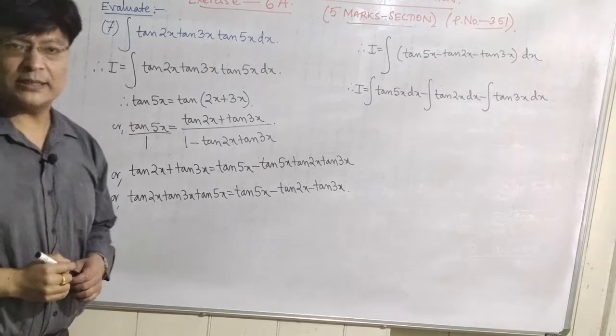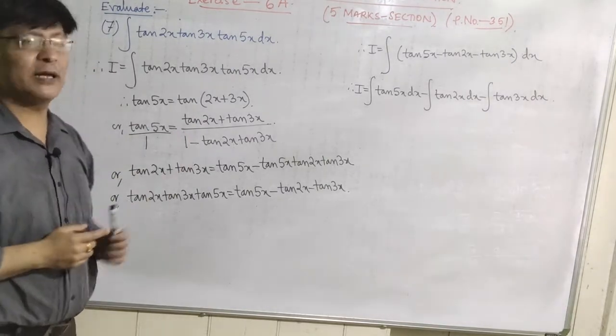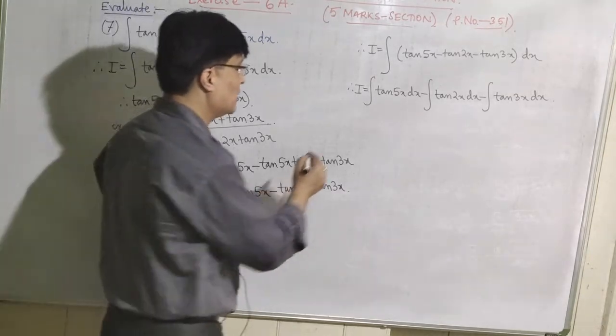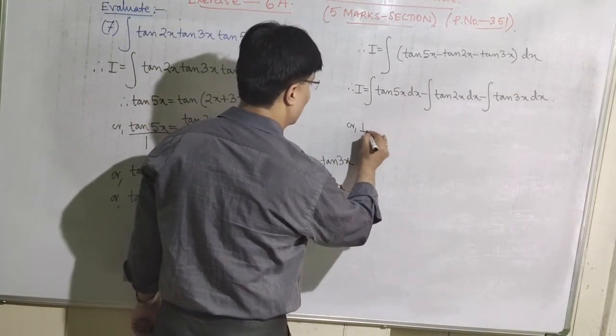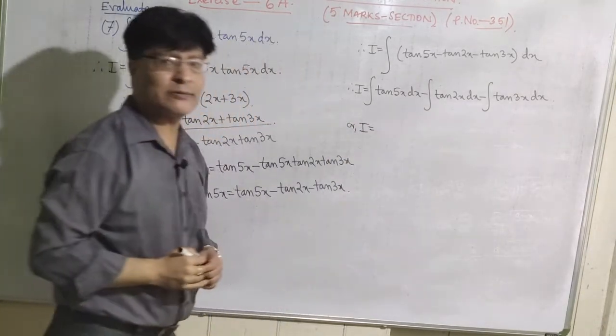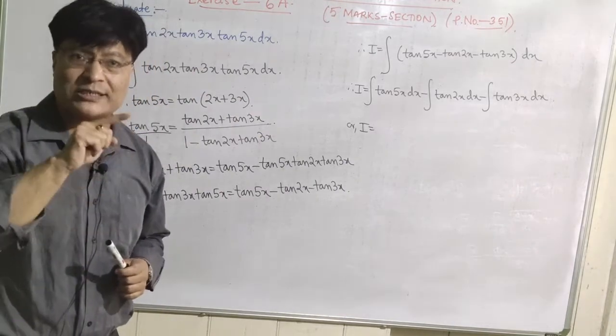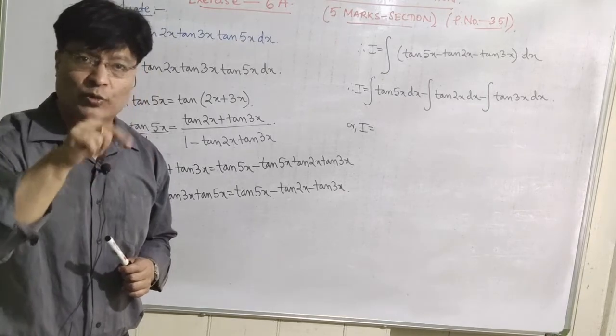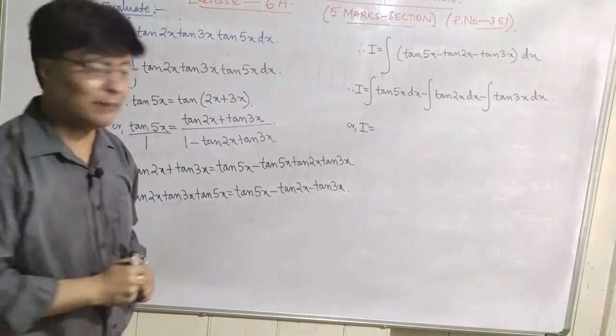So I think you have understood it. So now you should know this formula, integration of tan mx dx. What is the formula? I is equal to, the formula is, what is integration of tan mx dx? Log sec mx divided by m. Or you may write minus log within mod cos mx divided by m.